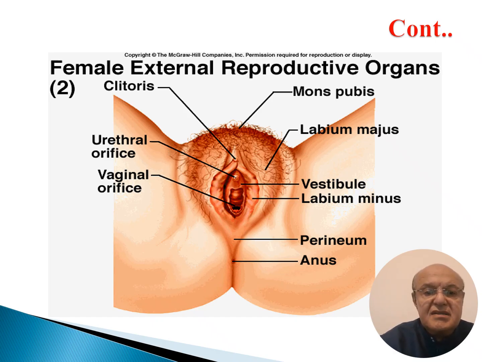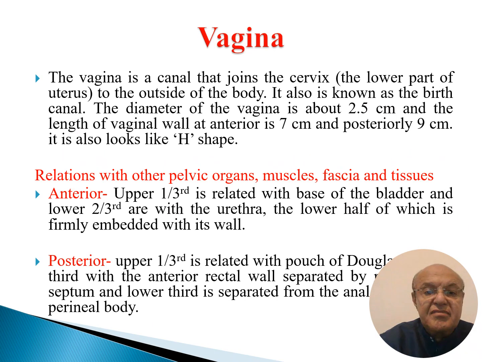The clitoris is equivalent to the same tissues of the penis. So we need to know all these names and their functions. The vagina is the canal that joins the cervix, the lower part of the uterus, to the outside of the body.